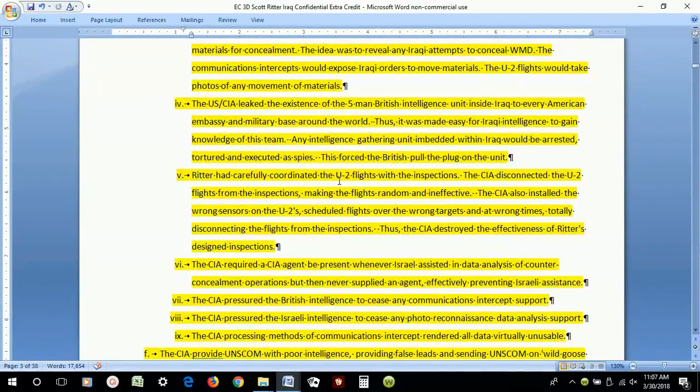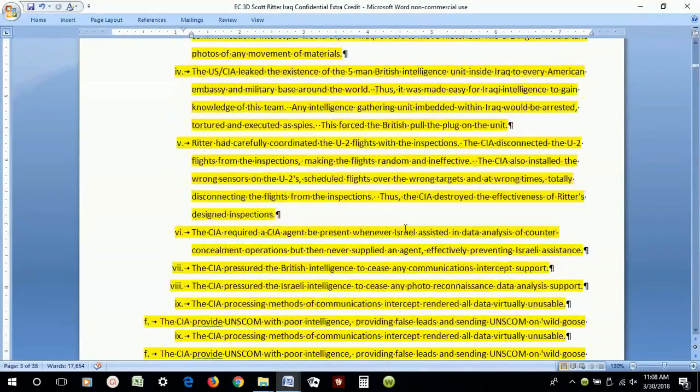Ritter had carefully coordinated U-2 flights with inspections. The CIA disconnected the U-2 flights from the inspections, making flights random and ineffective, right? They would fly over the wrong location and on the wrong day even. The CIA also installed the wrong sensors on the U-2s, scheduled flights over the wrong targets and at the wrong times, totally disconnecting the flights from inspections and obstructing Scott Ritter's efforts. So he's trying to get help here from the CIA, and they're sabotaging his efforts. Thus, the CIA destroyed the effectiveness of Ritter's designed inspections.